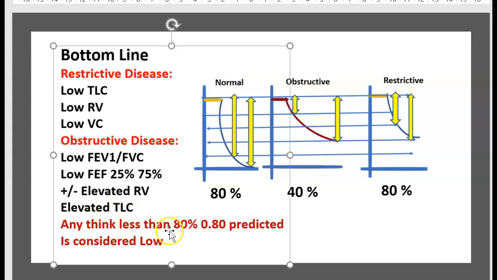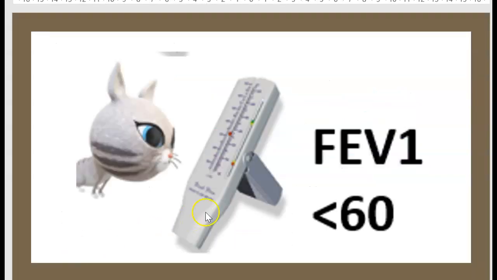Anything less than 80% of predicted is considered low. FEV1 less than 60% is obstructive.